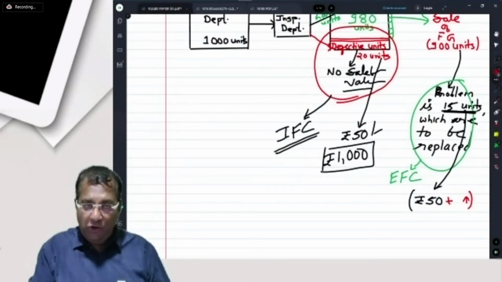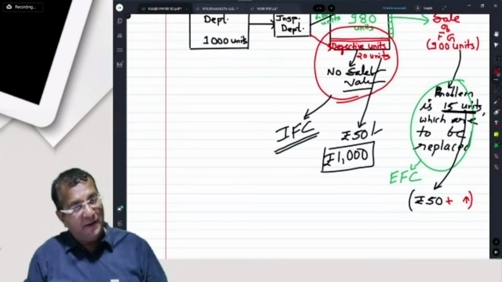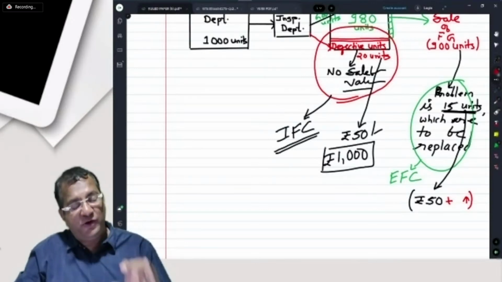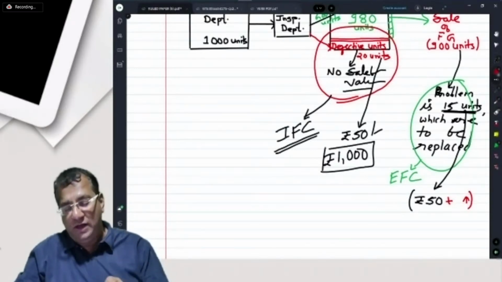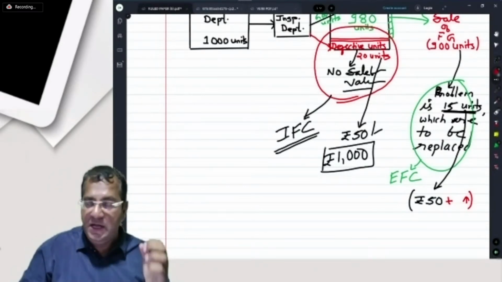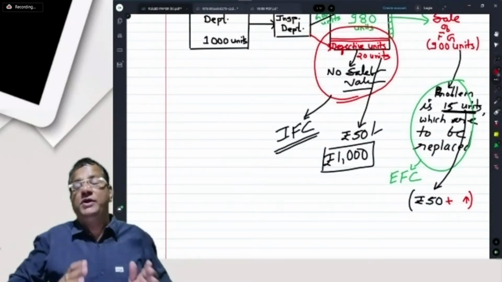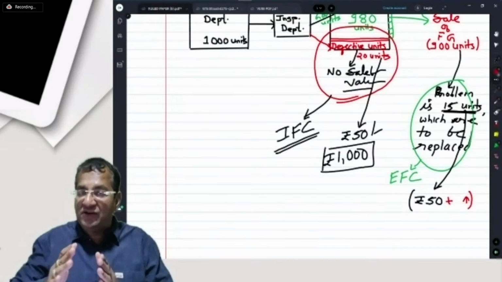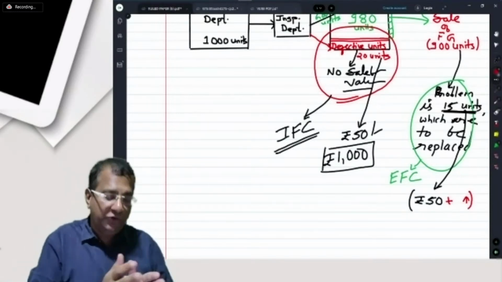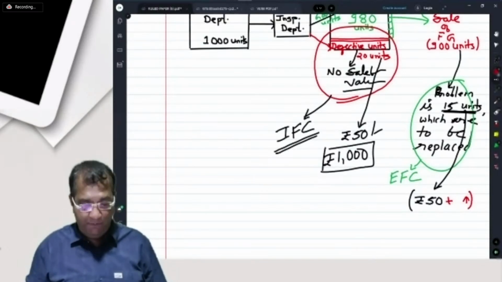In those units also I will bear the loss of ₹50, but additionally some loss is also there apart from those manufacturing cost of ₹50. Can you identify the nomenclature of that cost that I have to incur additionally on external failure units, which I have not incurred on internal failure units? Once again, I am repeating my question, beta.